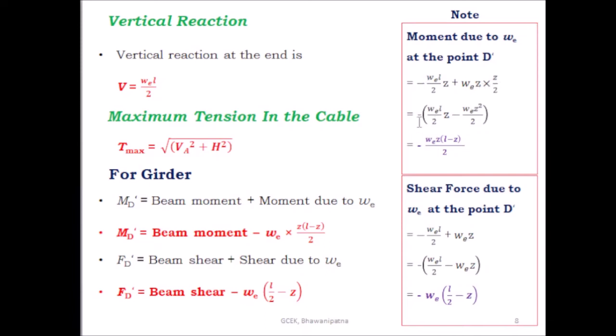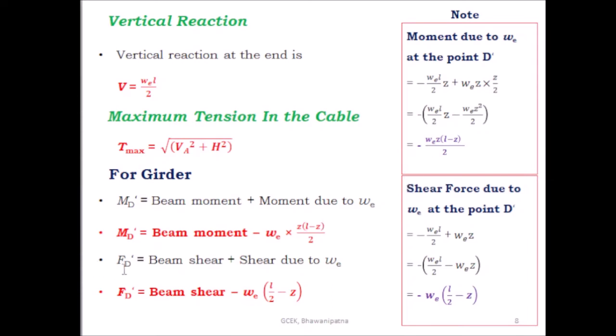After taking the common minus, WL by 2 into Z minus WZ square by 2. Then after taking WZ by 2 common, finally the moment at D dash is equal to minus WZ by 2 into L minus Z. So this is the moment due to W into Z by 2 into L minus Z.